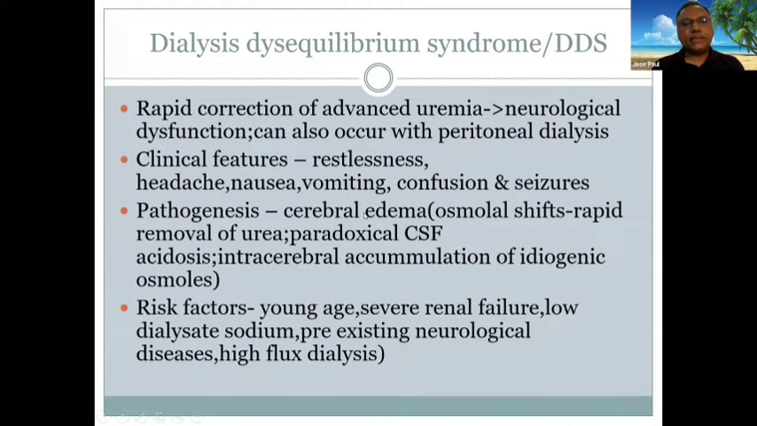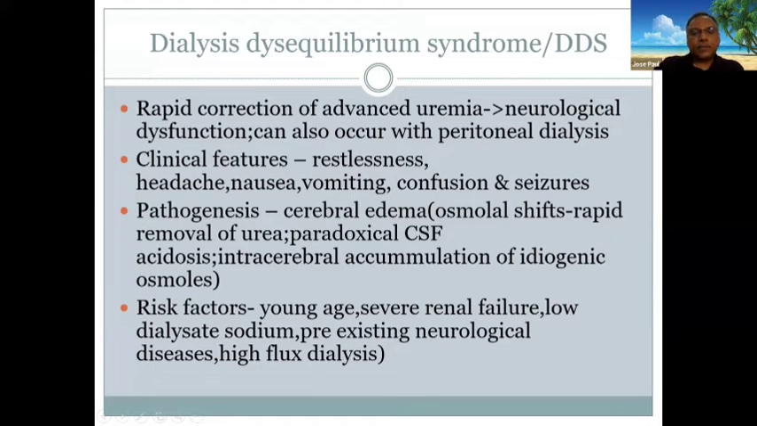Then another complication that develops is what is known as dialysis disequilibrium syndrome. So this usually happens in the initial dialysis, but it is also described in later part of dialysis. It happens whenever there is a rapid correction of advanced uremia, which can lead to neurological dysfunction, and it can also occur with peritoneal dialysis. The clinical features include restlessness, headache, nausea, vomiting, confusion, and seizures. So the main pathogenesis of this problem is cerebral edema.